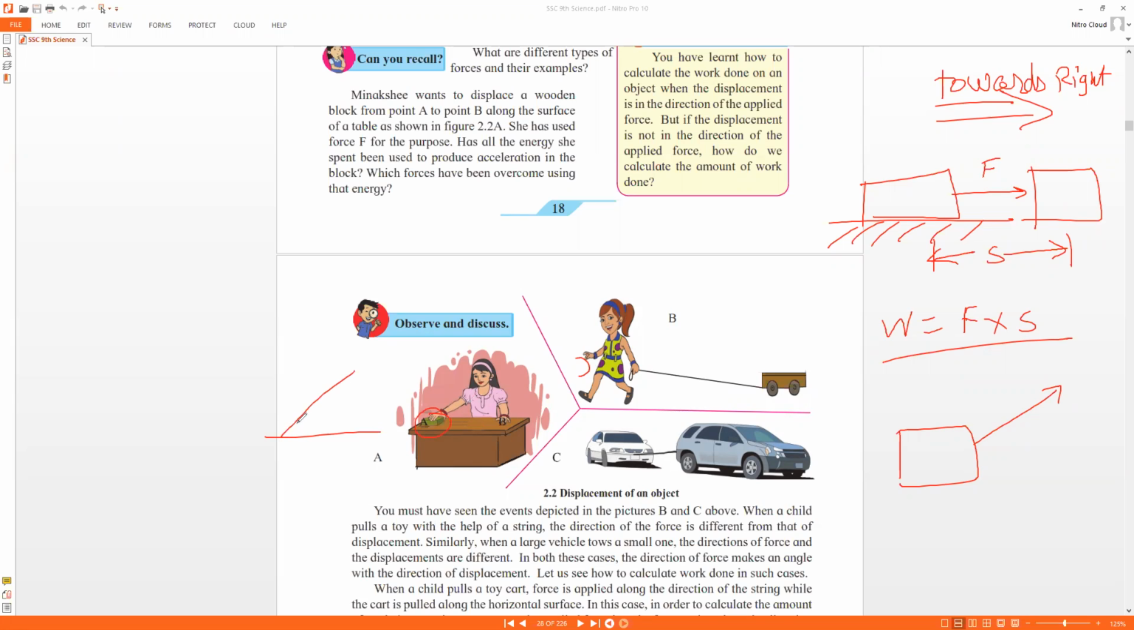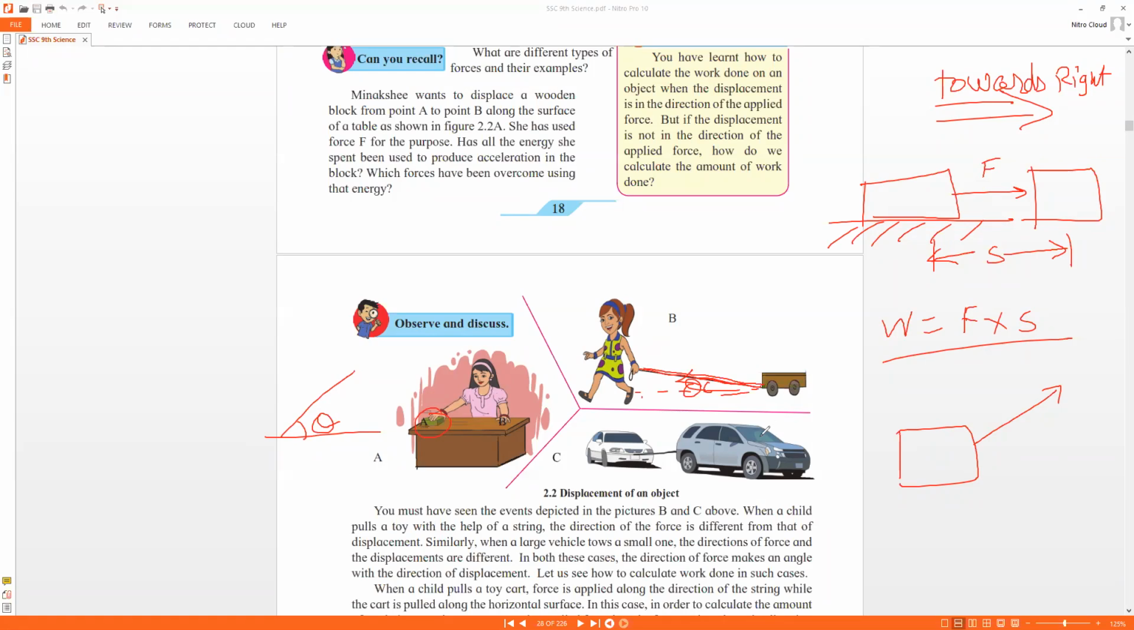It is inclined at a certain angle theta. Similarly, the girl is pulling this toy cart with a string. So she is applying a pulling force on the string, and this is again not horizontal. There is a certain angle from the line of action. Anyhow, it is not horizontal.